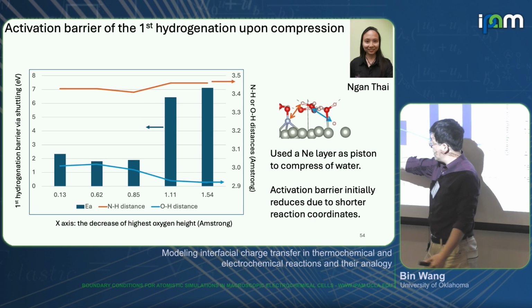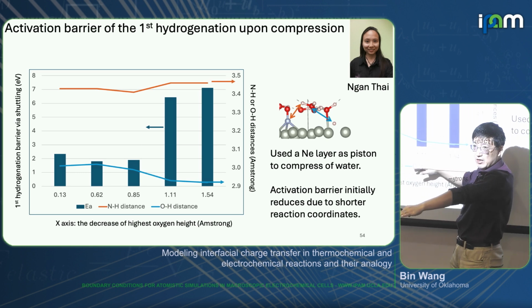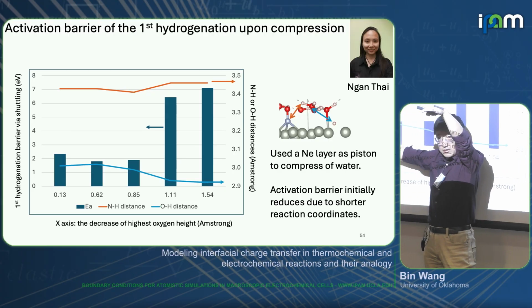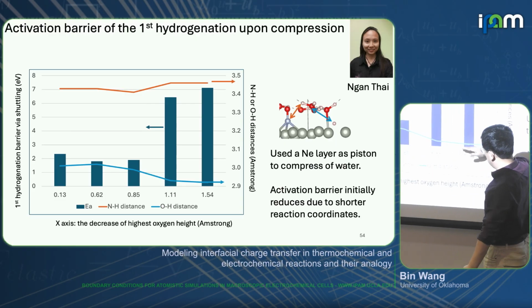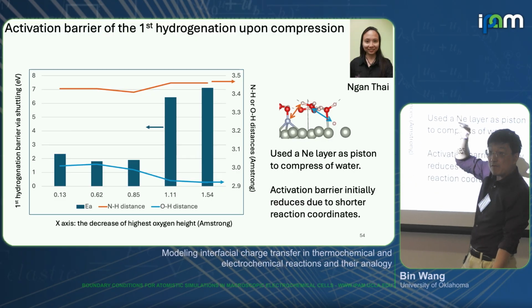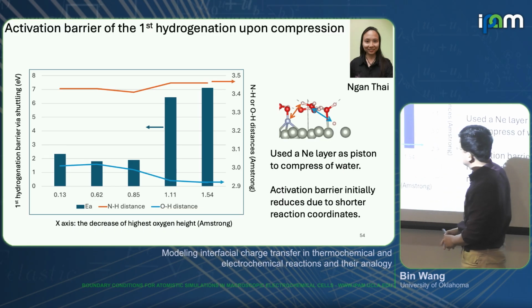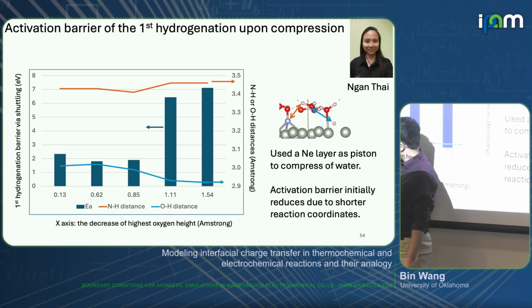So here the x-axis is more or less the compression, you can imagine. Initially, this is the initial height of the oxygen further from the surface. You compress it, so this is the oxygen displacement, which is the oxygen on the very far away water. So its transition from left to right is just compression. And then the left axis is the first hydrogenation activation barrier.